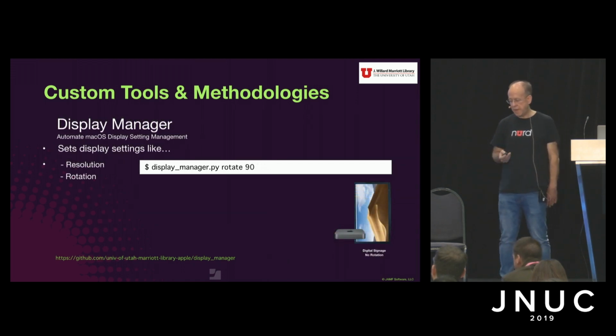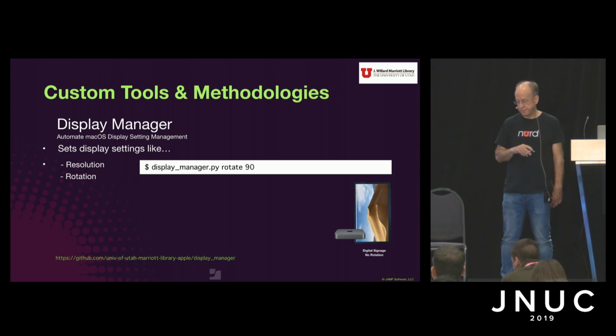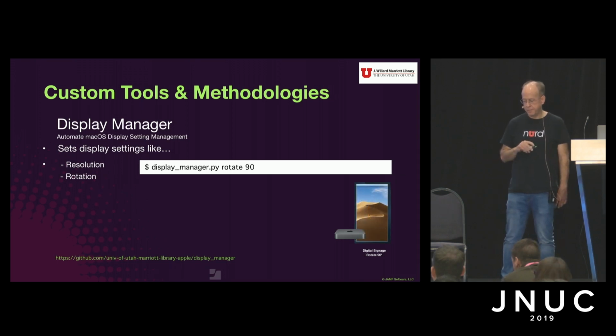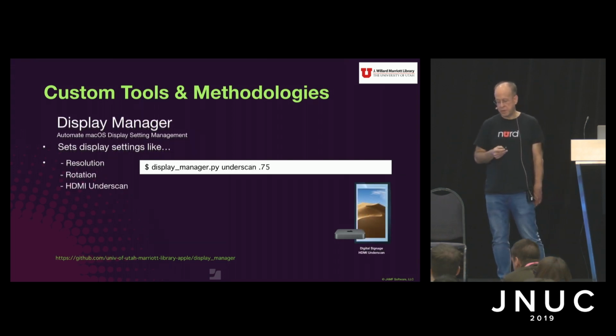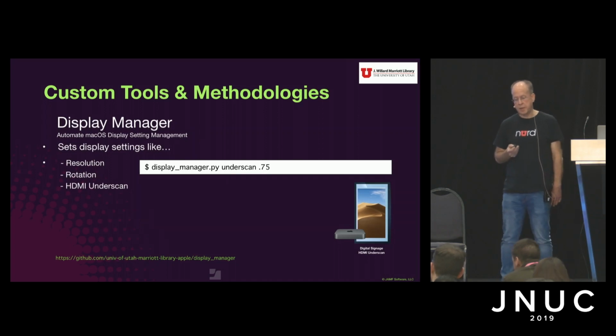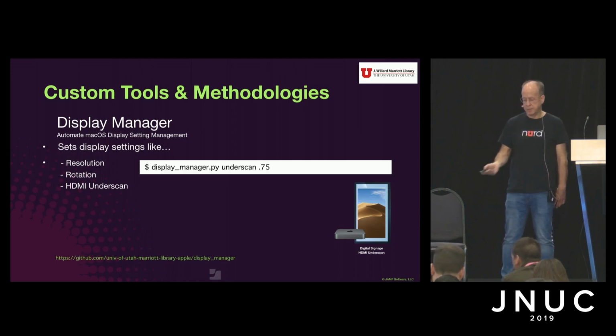Rotation. We're managing a lot of digital signage, and we figured out a methodology of rotating the display programmatically 90 degrees. So here's an example of that. Also, with our digital displays, we ran into HDMI underscan issues, so we also figured out how to customize that per whatever digital signage display we had attached. So here's an example of that.